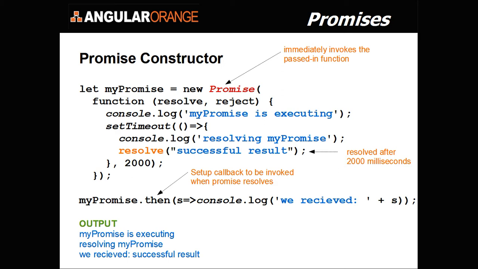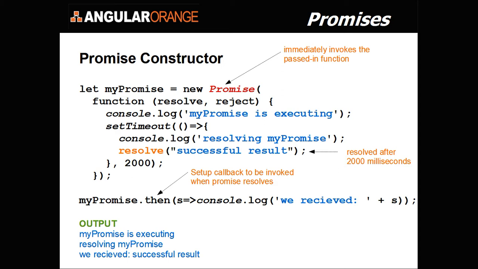So first what we do in the promise, we do a console.log, my promise is executing. And you'll see that logged when I instantiate the promise. And then I do a setTimeout, and basically I use the fat arrow operator to define an anonymous function which gets invoked after 2 seconds. So after 2 seconds, I do a console.log, resolving my promise, and then I resolve the promise by saying you got a successful result. So I'm resolving after 2,000 milliseconds.